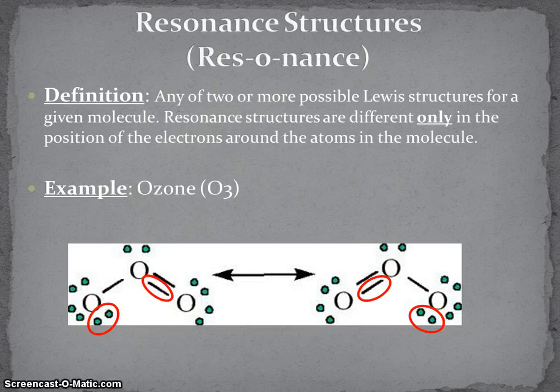Resonance structures. Resonance structures are any of two or more possible Lewis structures for a given molecule. The important thing to remember is that resonance structures are different only in the position of the electrons around the atoms in the molecule. For example, here we see two resonance structures for the molecule of ozone, O3. As you can see below, the three oxygen atoms remain in the same place, and the only thing that changes between the two structures is the relative position of the electrons that are shared between the nuclei of the atoms.